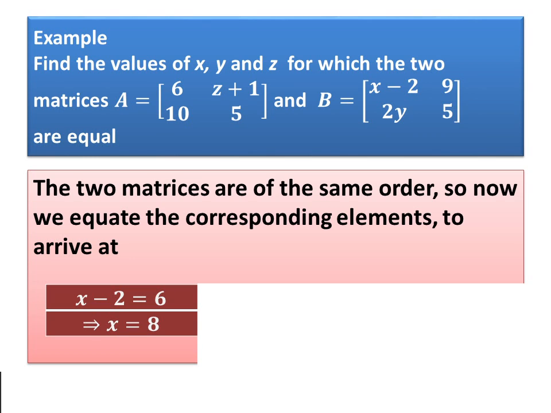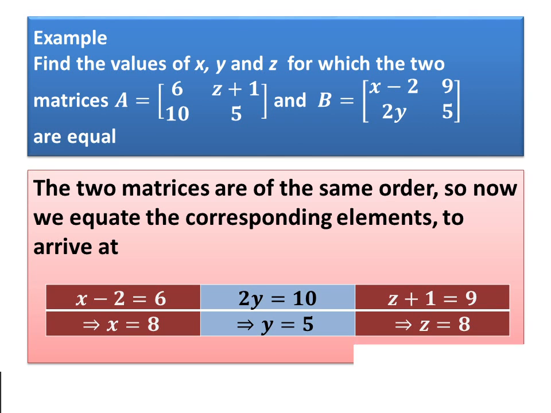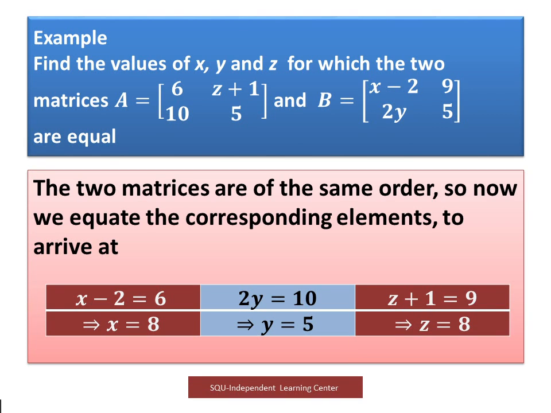And 2y in matrix B corresponds to 10 in matrix A. So when we set 2y equals 10, we get y is equal to 5. And when we set z plus 1 equals 9, we get z is equal to 8. So this way we found the three values x, y, and z: 8, 5, and 8 respectively.